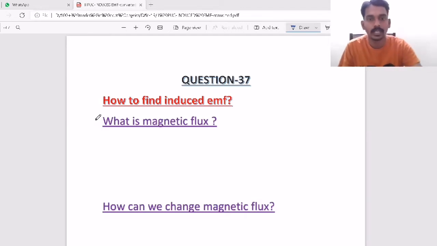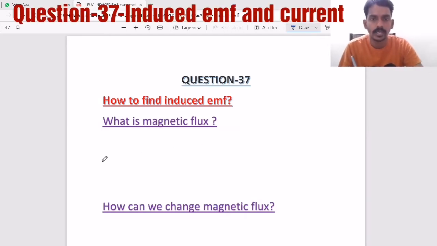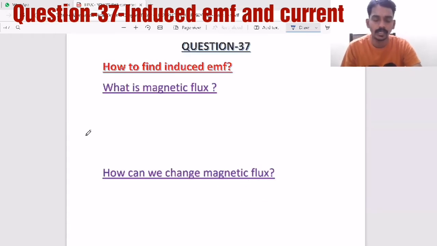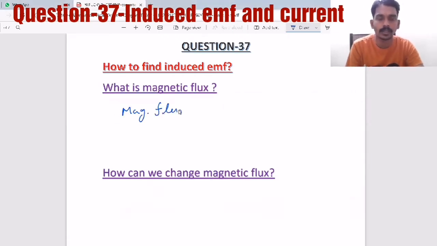Today we are going to study question number 37 that is related to induced EMF, like how to find induced EMF, induced current and the direction of induced current. So it's all about Faraday's law and Lenz's law. To understand the questions based on this, the very first thing is magnetic flux. So what is magnetic flux?